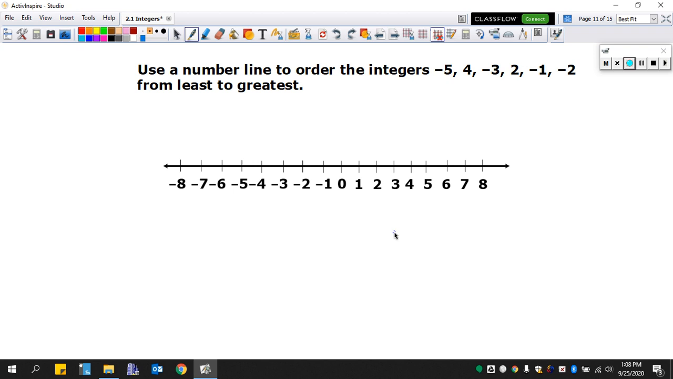Once again, the same thing. Negative 5, positive 4, negative 3, positive 2, negative 1, and negative 2. And it says, again, from least to greatest. So we start all the way on the left. So negative 5, negative 3, negative 2, negative 1, positive 2, and positive 4.